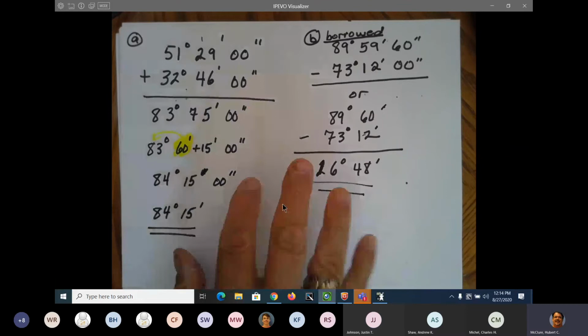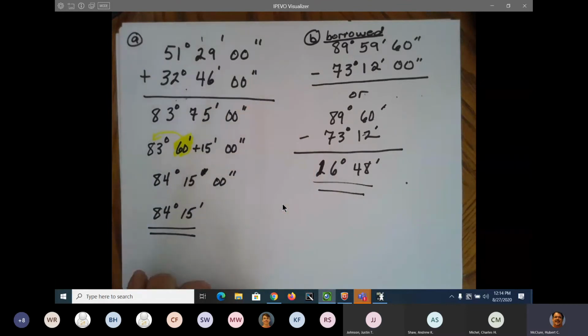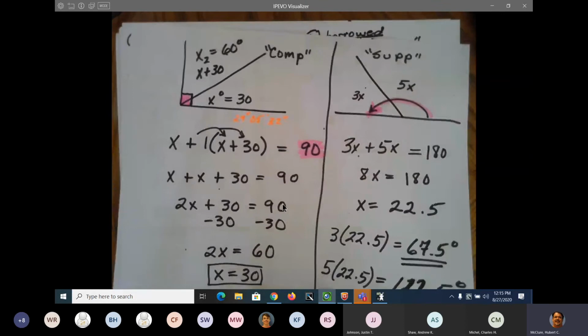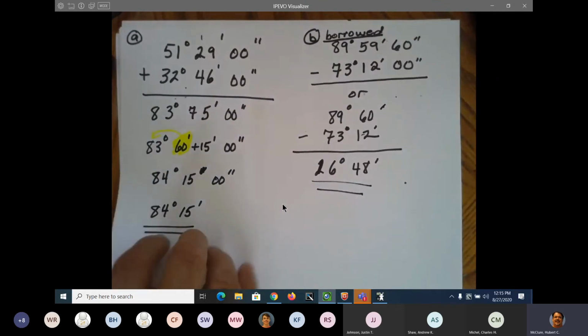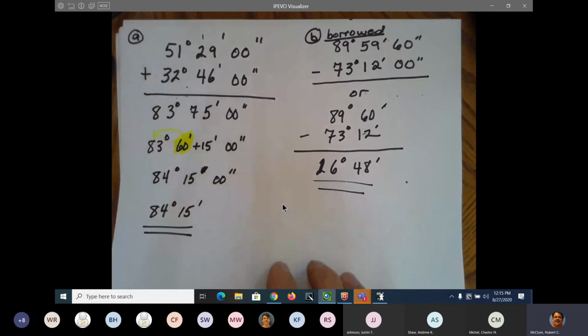So that's how you do those. Now you've got 2 questions about complementary and supplementary angles, and 2 questions on how to add and subtract angles. Of course, I expect questions, so hopefully y'all will send questions when you're doing the homework, and we will do more. Okay?